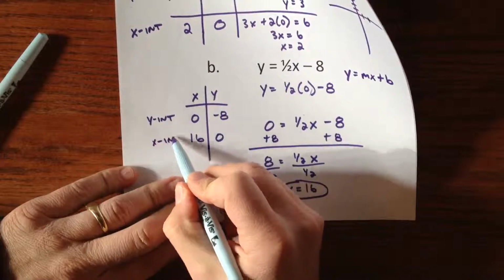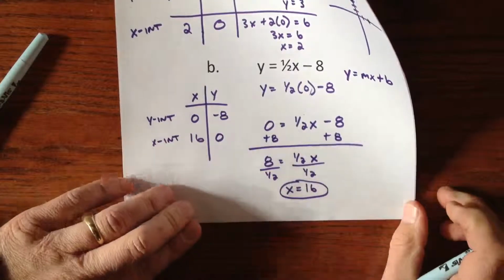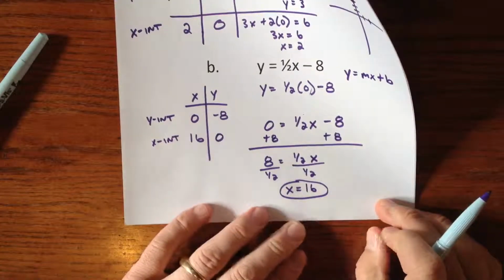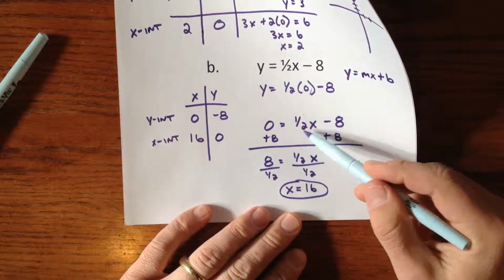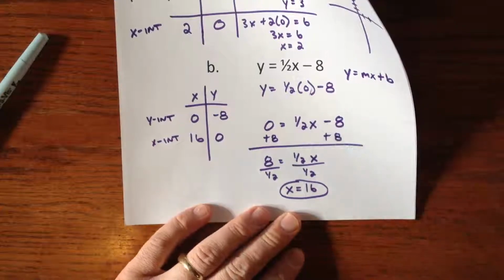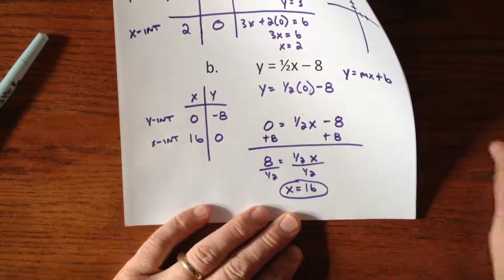So that's my x-intercept. So I plug in 0, and you could plug it back in and see if you're right. Half of 16 is 8. 8 minus 8 is 0. So I did it correctly.